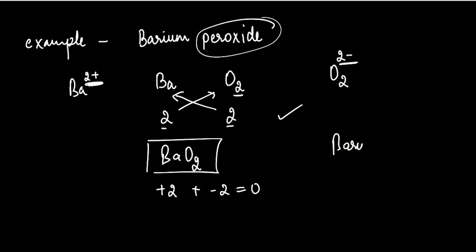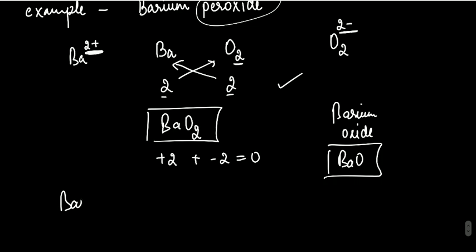So I'm writing this for your reference so that you can remember. Barium oxide formula is BaO. Barium peroxide is BaO2. Now you can try with this. What is barium superoxide? You try. I'll not do it.